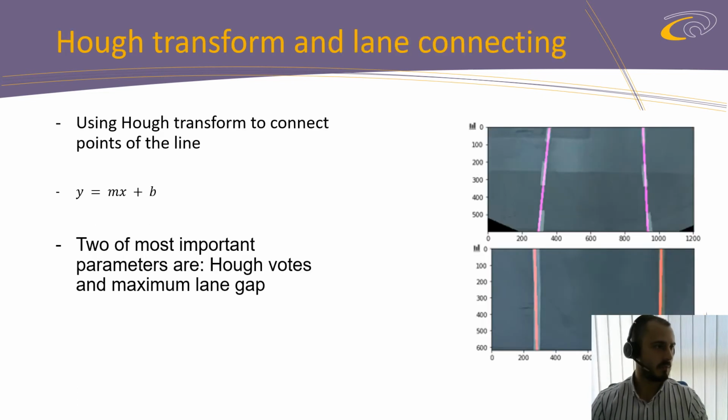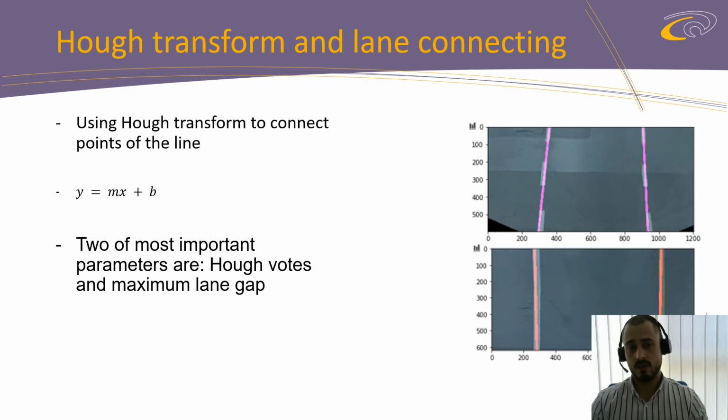The last part of the pipeline is a Hough transform and lane connecting. Hough transform presents a way to find lanes by identifying all points on the line. This is done by representing a lane from image space as a point in a parameter space. X and Y represent the image space, and M and B represent Hough space, or the so-called parameter space.